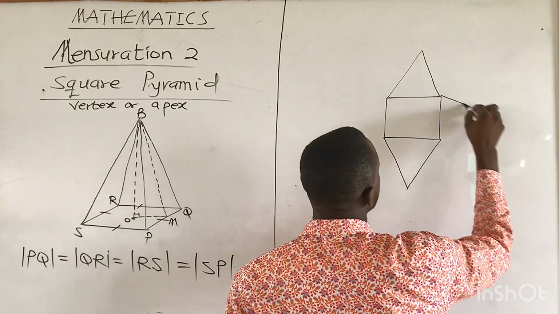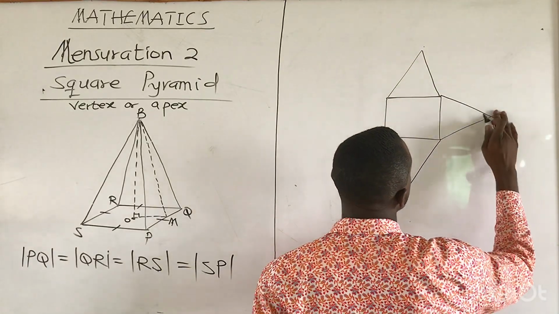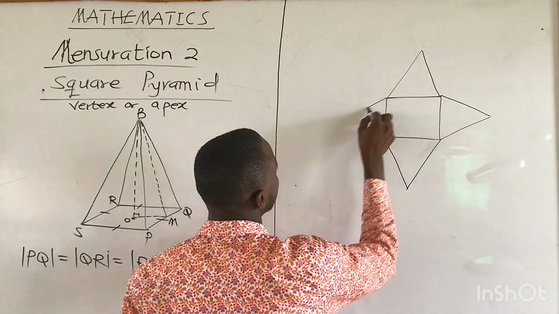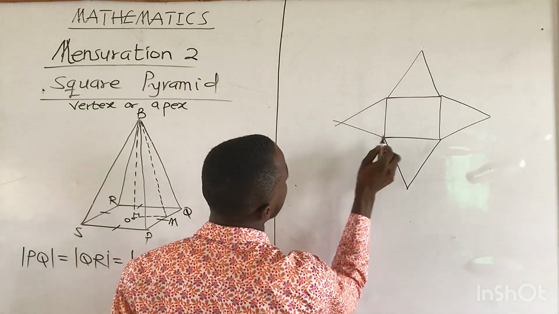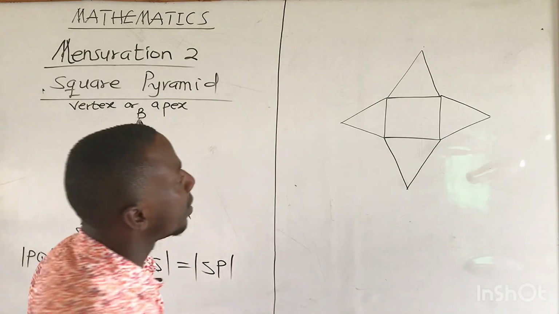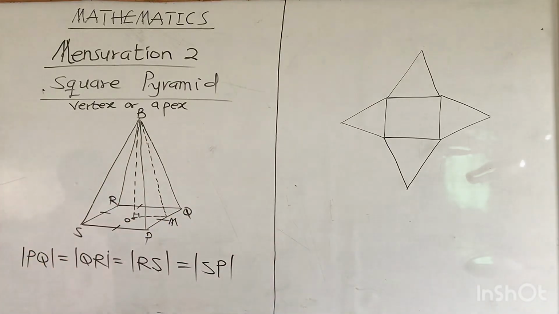Then we have another triangle here. Then we have the last one here. All right. So this is the net of a square pyramid.